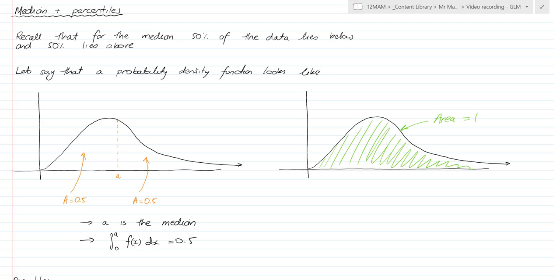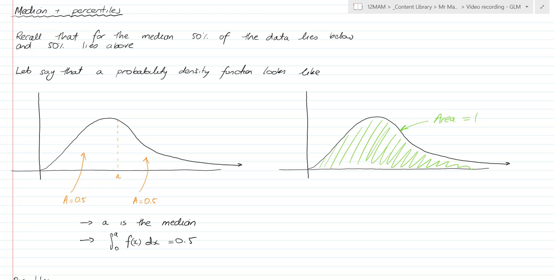Hi and welcome to video 5 of this unit for topic 4, probability density functions of continuous random variables, and also normal distribution. But we're just finishing that probability density function of continuous random variables component of the topic by talking about medians and percentiles.